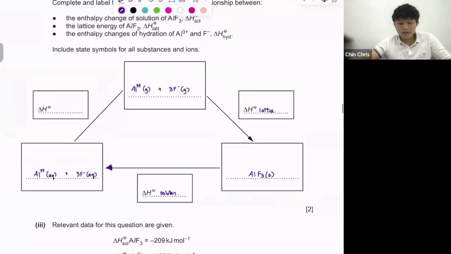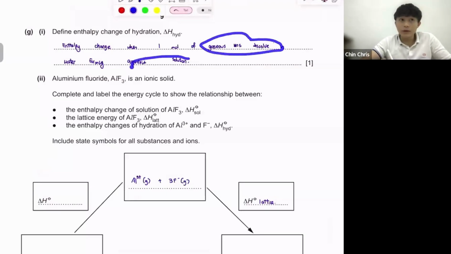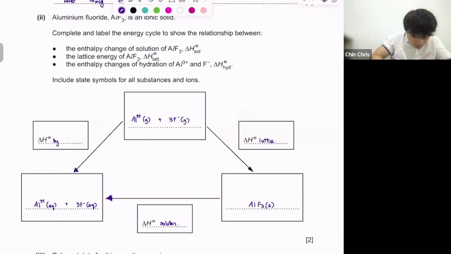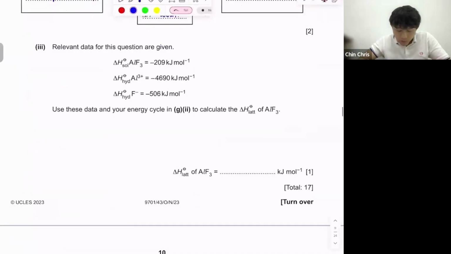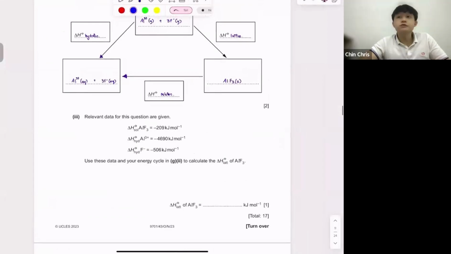Alright, guys, finally, what is hydration? I gave you the definition for hydration already. What's hydration? It's 1 mole of gaseous ion dissolved in water, forming aqueous, right? You see gaseous turn into aqueous. That's hydration, right? Done. Understand, guys? So far, so good. Apply the Hess's law, get me the final answer.